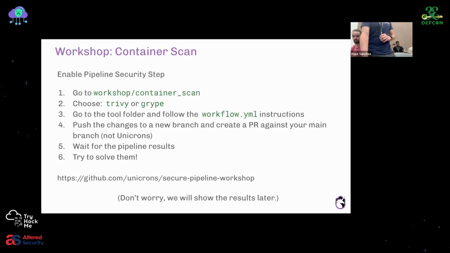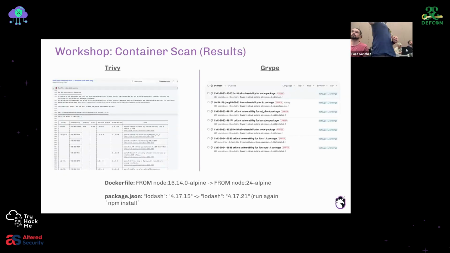Okay, so let's move to the results of this job. Basically, you have Trivy and Grype. They are finding a lot of vulnerabilities, and basically it's because the Dockerfile is using a node image that is ancient. I don't know how many years, but a lot.